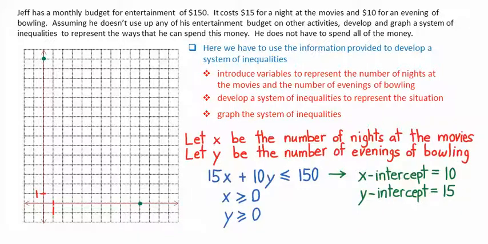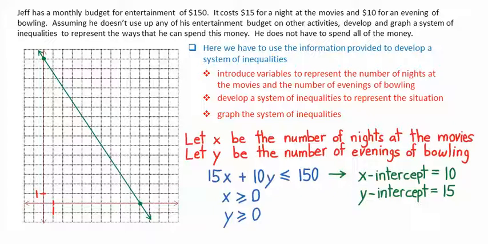We then have the x and y-intercepts. We connect these with a straight line, making sure that it is a solid line since the inequality symbol is less than or equal to. We then plot the other inequality boundary lines.